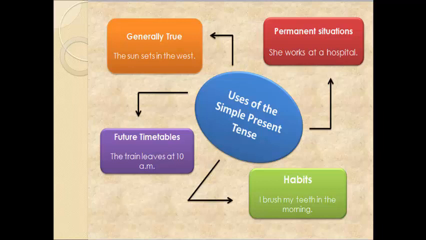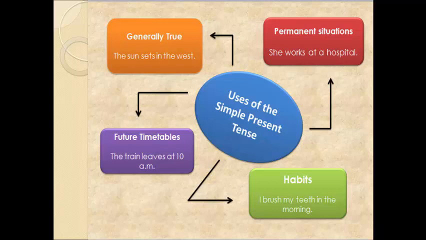So let's start. The first use is when we talk about something which is generally true. As an example, the sun sets in the west. Second use is permanent situations. As an example, she works at a hospital.